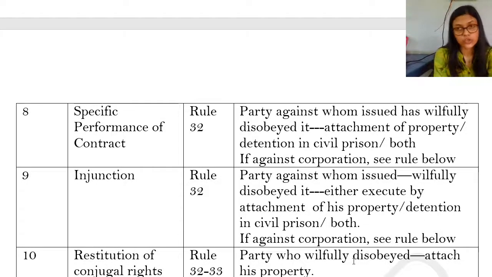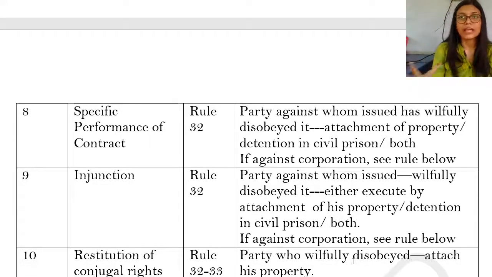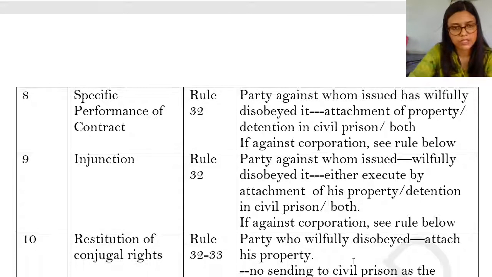Now, restitution of conjugal rights. Where conjugal rights were restituted, for a person who willfully disobeys the same, you'll attach his property. For restitution in family matters, there will be no sending to civil prison. Otherwise, the entire object of restitution will fail. Like if I have ordered two people to stay together, and because that person is not obeying I take him to jail, then how is it serving the purpose? This is why there is only attachment here and no sending to civil prison.